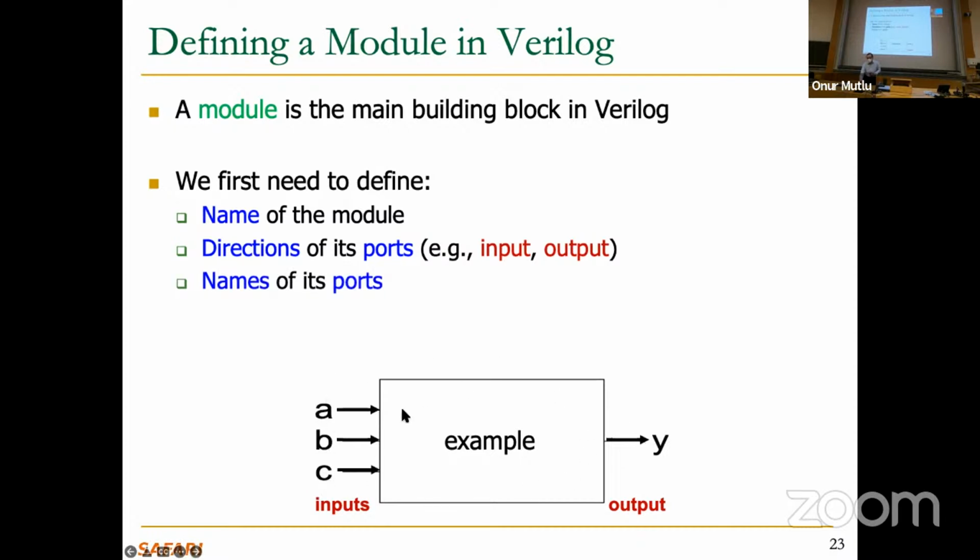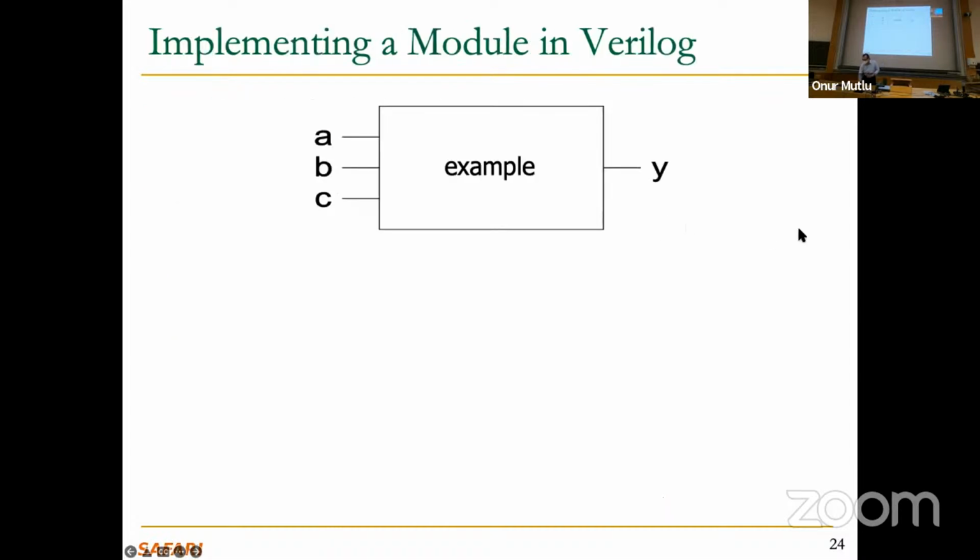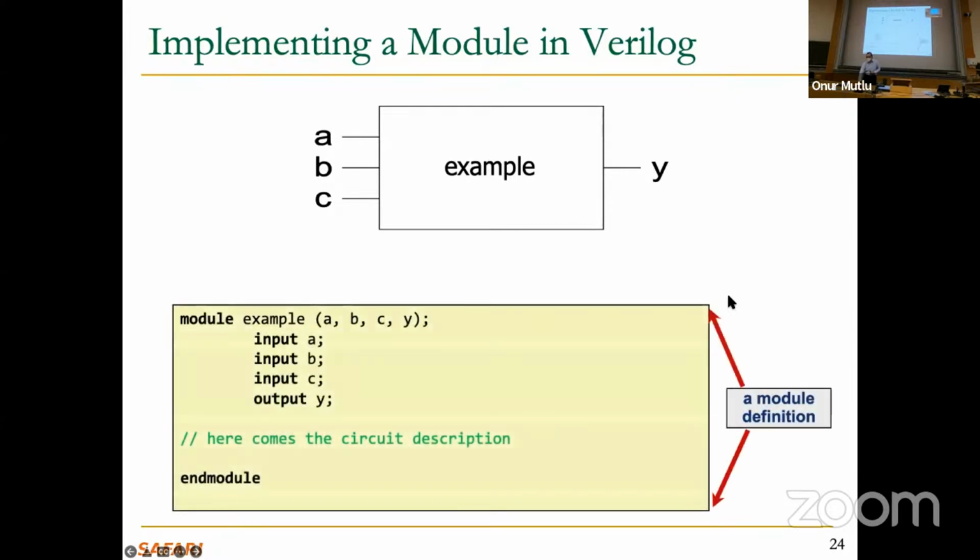So now you can see that this could be a circuit, right? This is an example circuit. It could be combinational or sequential. We'll see both later on. And then describe the functionality of the module. So the functionality is what goes into the code in addition to these three definitions over here. So let's take a look at an example functionality that we implement in this module. So this is one over here.